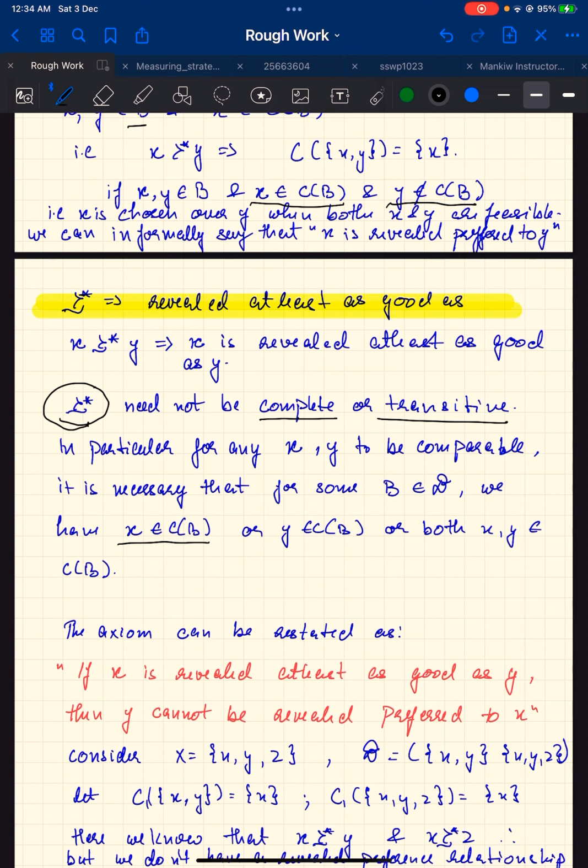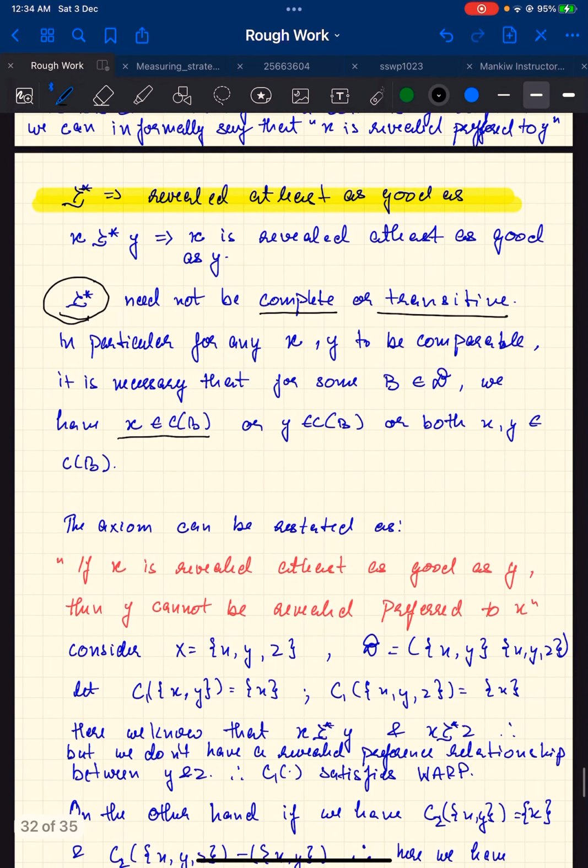So loosely stating the axiom again, what we're saying is that if X is revealed at least as good as Y, then Y cannot be revealed preferred to X. If this is true, then we cannot have this be true. So this cannot be true. That is, if X is chosen when X and Y are both available, it cannot be the case that Y is chosen when X is available.